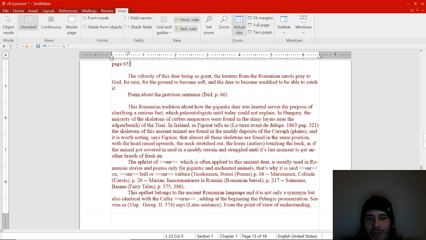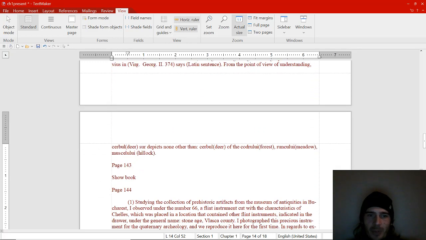This epithet belongs to the ancient Romanian language, and it is not only a synonym, but also identical with the Celtic urus, adding at the beginning the Pelasgic pronunciation. Servius, in his book, says a Latin sentence. From the point of view of understanding, cervo, which means deer, sur, so sur deer, depicts none other than cervo deer of the codrului, which means forest, or runcului, which means meadow, or muscelului, which means hillock. So it's the sur of the forest, the meadow, and the hillock.